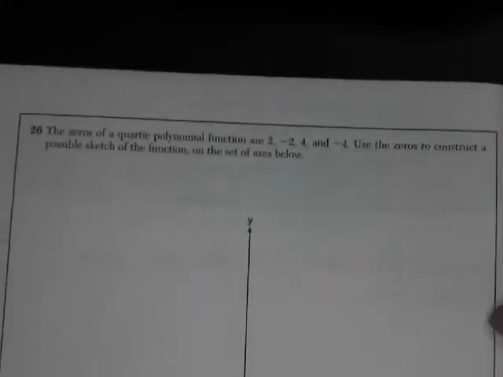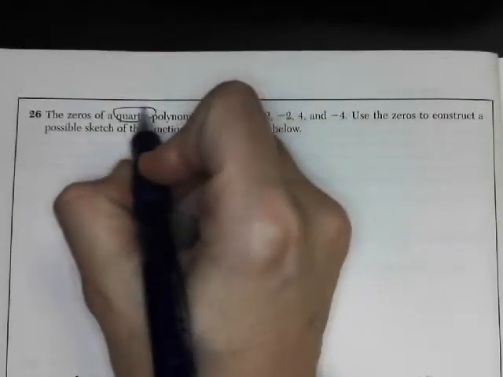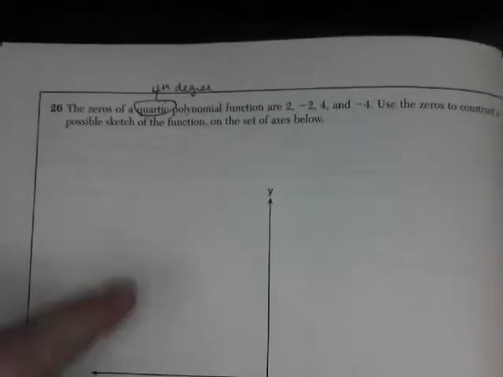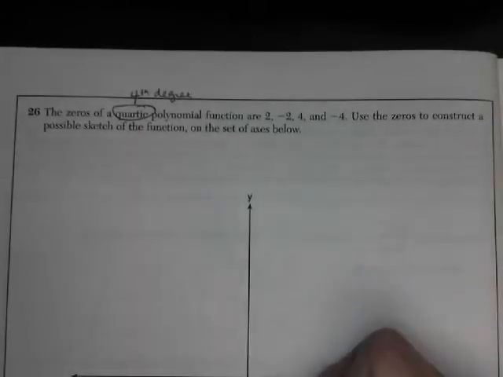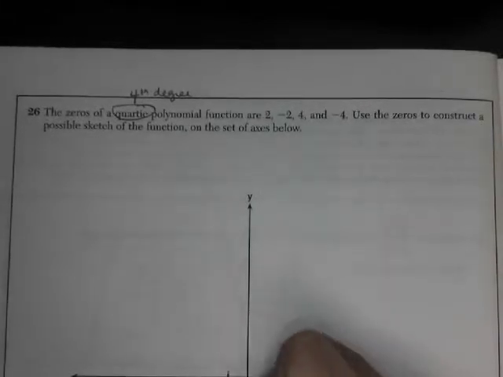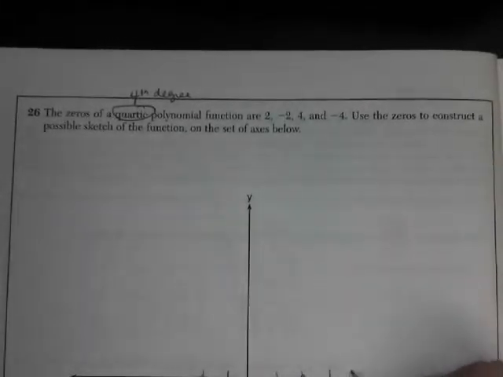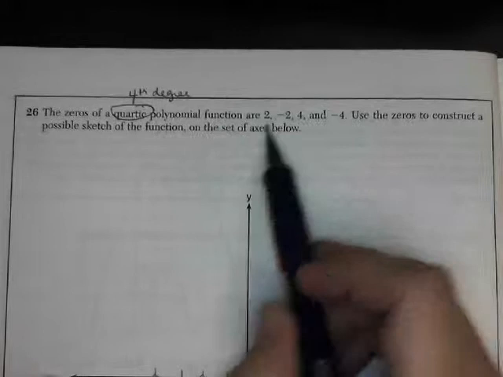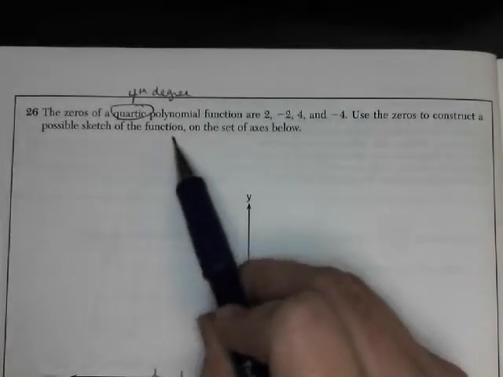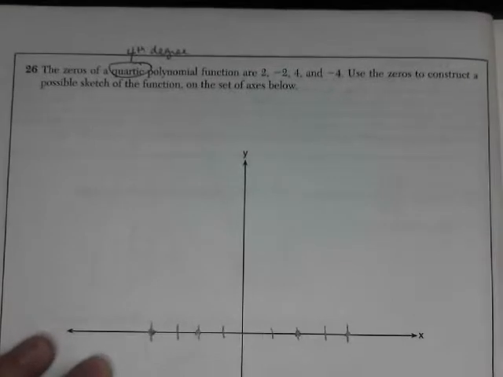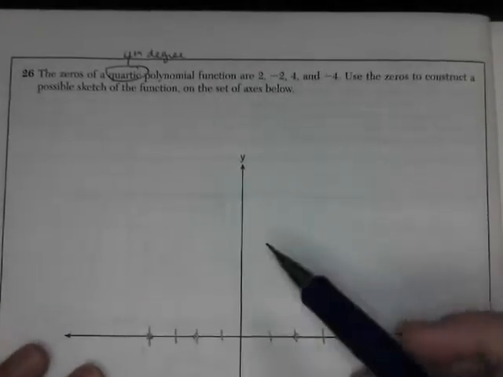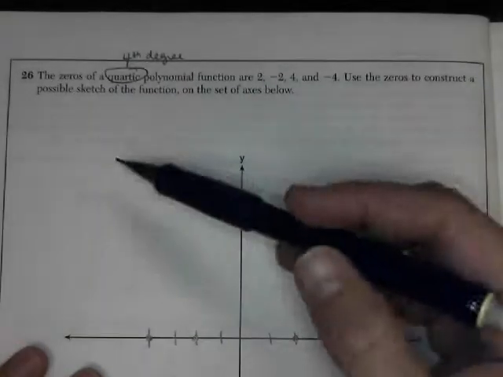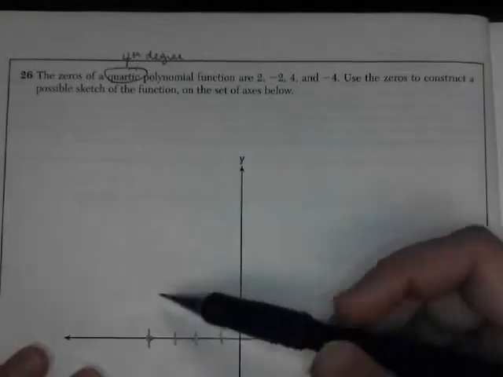Let's see if this one can happen quickly. So the zeros of a quartic polynomial, 4th degree, is what that word means. You've got quadratic, cubic, quartic. The zeros are 2, negative 2, 4, and negative 4. From those zeros, we want to construct a possible sketch. So there's nothing that indicates end behavior. It's not like it's saying it's a negative 4th degree, which would have to open down, or a positive 4th degree. We pretty much can do anything.